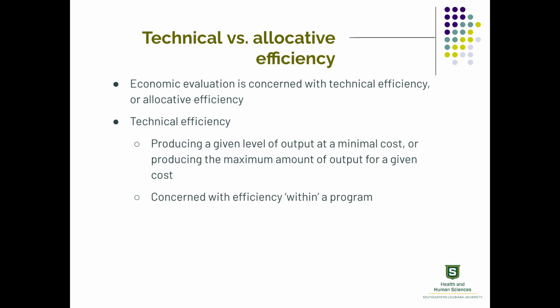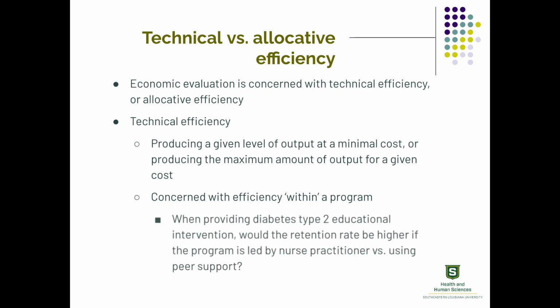As you can see from the examples I gave on the table, it's around the same thing, versus what I'm going to talk about, the allocative efficiency. So that's how that goes. An example of technical efficiency would be, say we want to provide a type 2 diabetes educational intervention, and what we want to get out of this intervention is a retention rate. We're looking for a high retention rate, and let's say we've decided that the retention rate we're looking for is 80%, right?